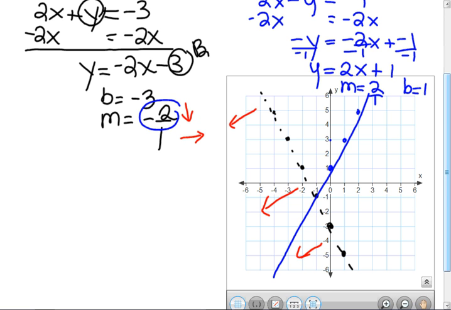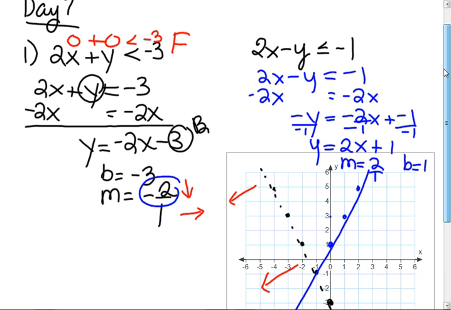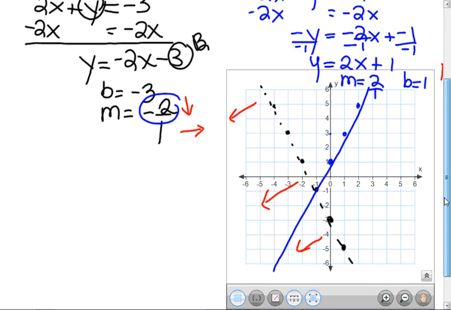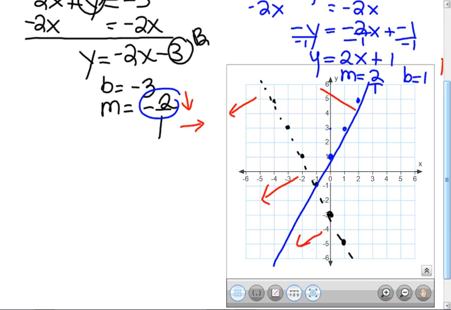Go give it to Lisa and she'll correct it. Okay, I'm going to test 0, 0. 0 minus 0, is that smaller than negative 1? 0 smaller than negative 1 or bigger? Bigger. So I don't shade that side, I shade the other side.